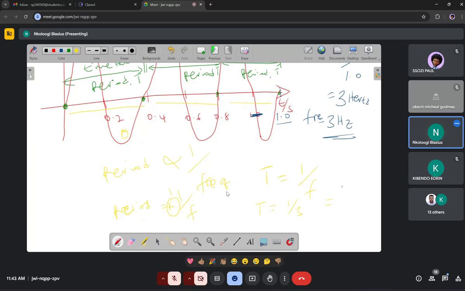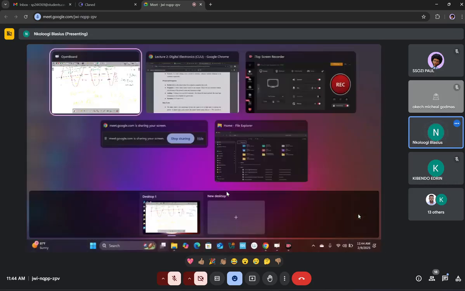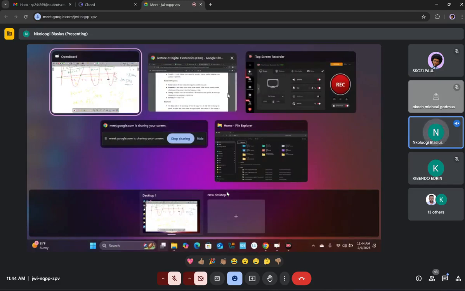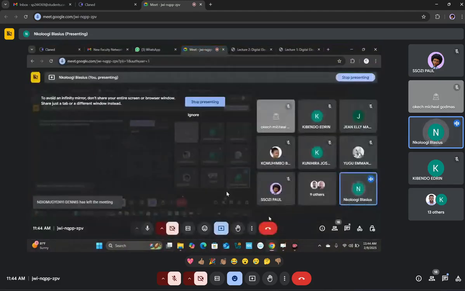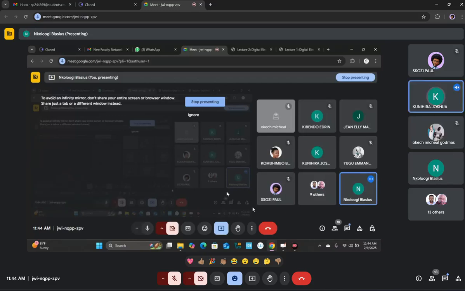And in that case, of course, what is 1 over 3? I think it is 0.33 second. I don't know, what is it? 1 over 3 is what? I think if my math is not wrong, that could be the answer. Is that clear? Yes, it is correct.